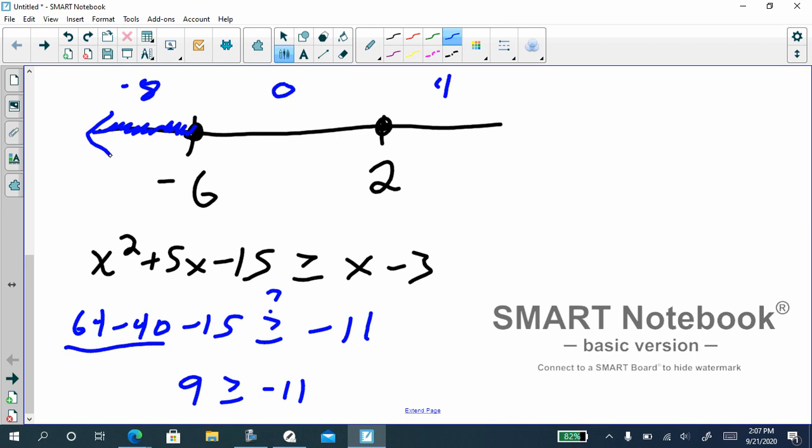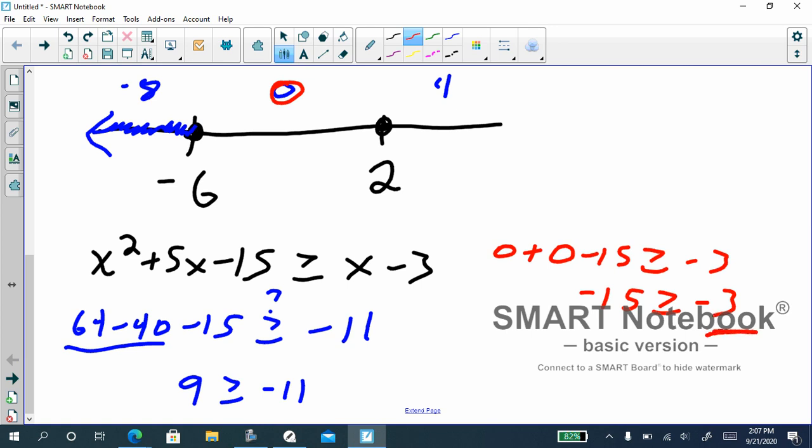All right. If we put a 0 in, 0 squared is 0. 5 times 0 is 0, minus 15. And let's see if that's greater than or equal to 0 minus 3. So we get -15 is greater than -3. Remember, the bigger numbers are the farthest to the right on the number line. Well, that number is farther to the right on the number line, so that's not a true statement. So that means the middle interval does not work.